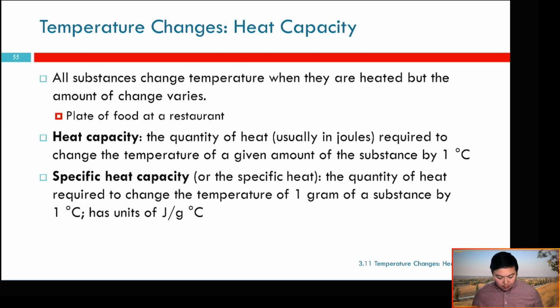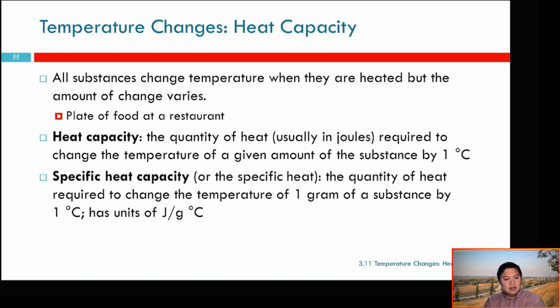So when we talk about heat, when we talk about substances, you might think, how much heat can something hold, right? How much can I heat up water? Is there a limit? Obviously, it'll boil at some point, but what about metal? How much heat can I put into metal? Or how much heat can I put into wood?